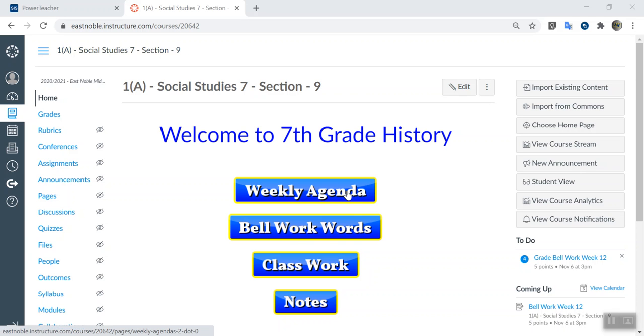Okay, so on this one, you need to be working on bell work, getting that finished up. Make sure you get it turned in today or tomorrow because it is a Thursday, so it's due tomorrow. So let's go ahead and take a look at today's agenda.